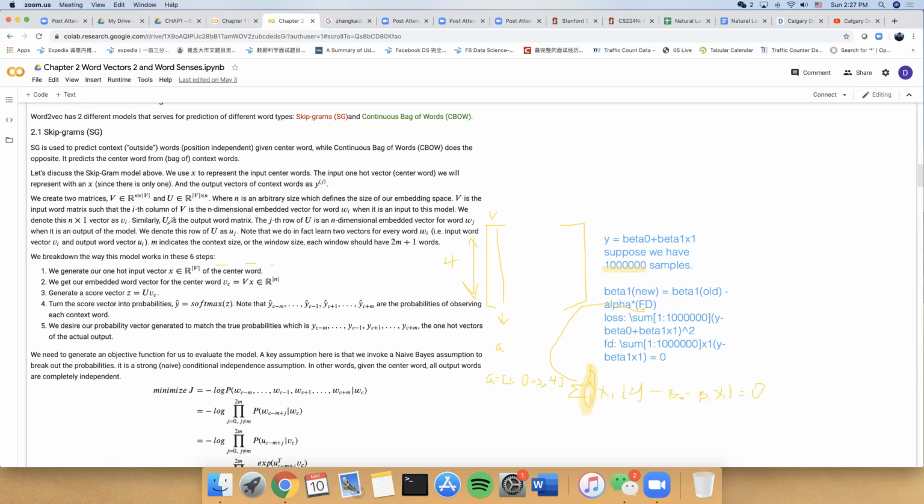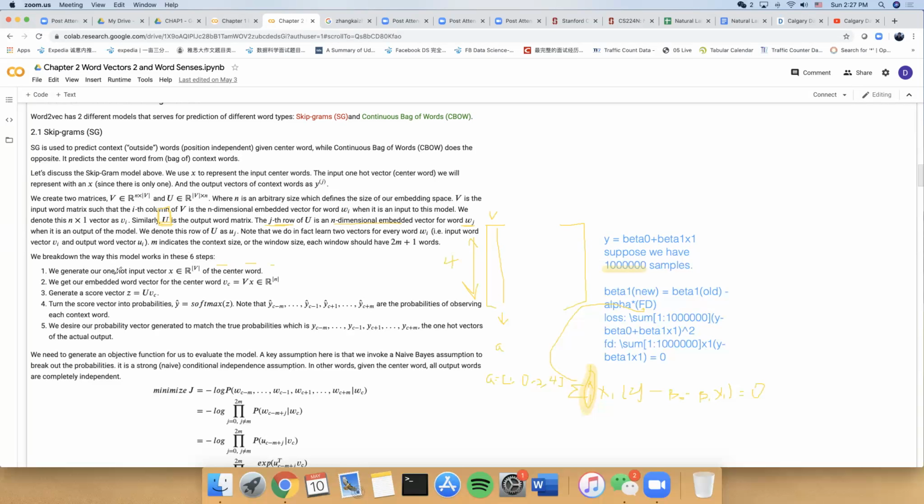So U here is the output word matrix, which is the context word. It's going to follow the same kind of rules here, but it's the row that is going to be the n-dimensional embedded vector of word j. Previously this one was a column, but here it is going to be the row. So basically, this is a context word matrix.